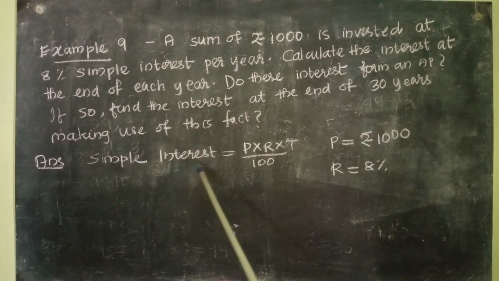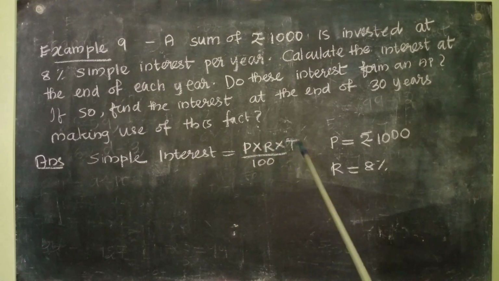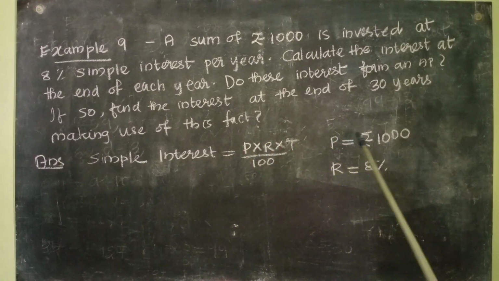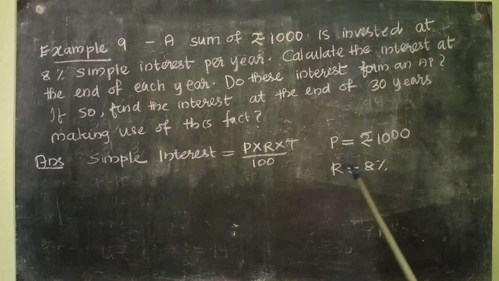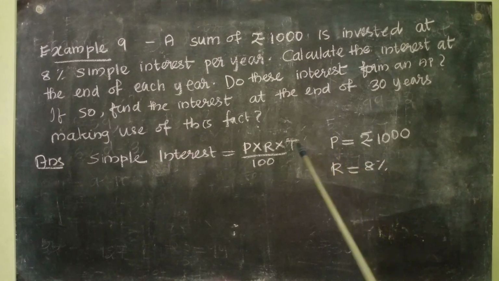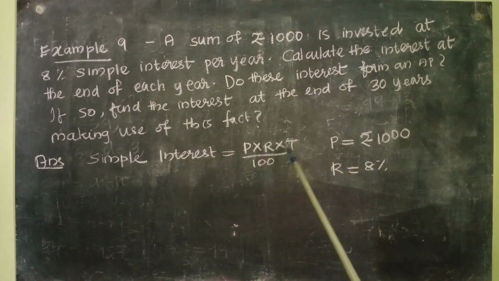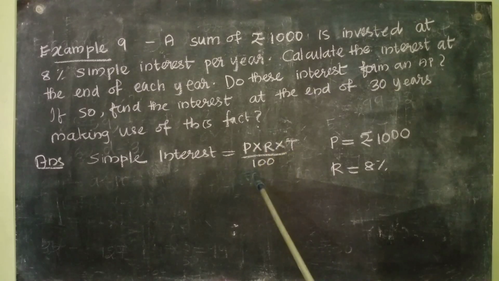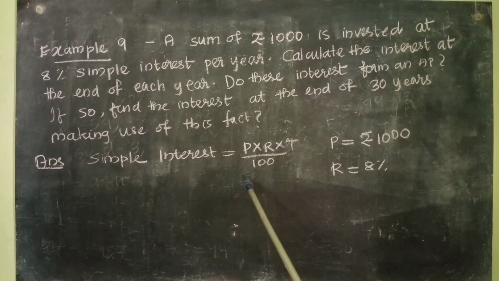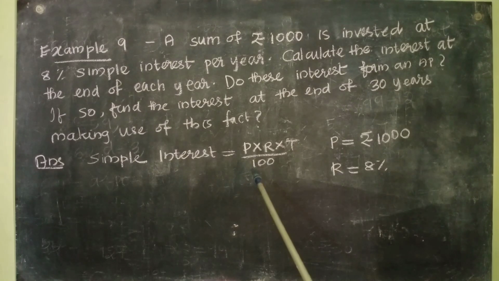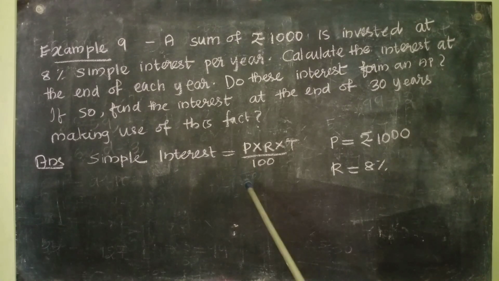The formula to find the simple interest is P into R into T by 100. P is the principal, rupees 1000. R is the rate, 8%. Time is for the first year, T equal to 1. For the second year, T equal to 2. For the third year, T equal to 3. So let us find out the simple interest for each year.